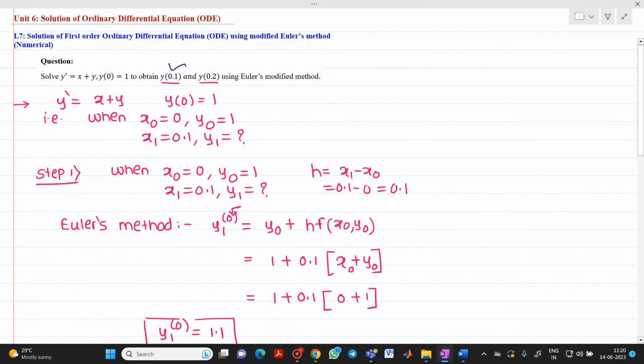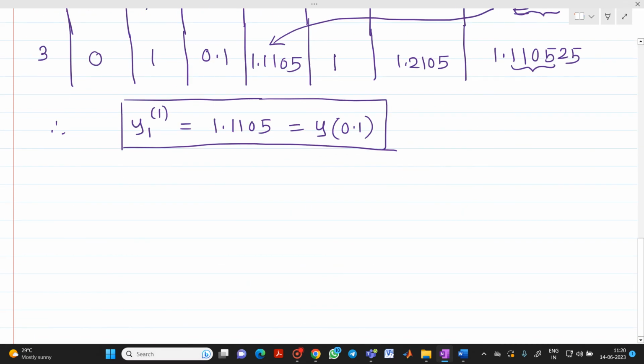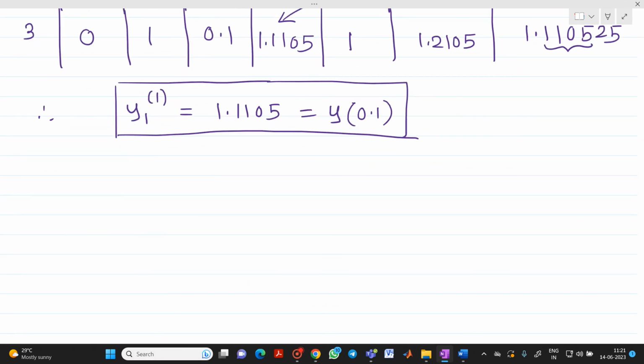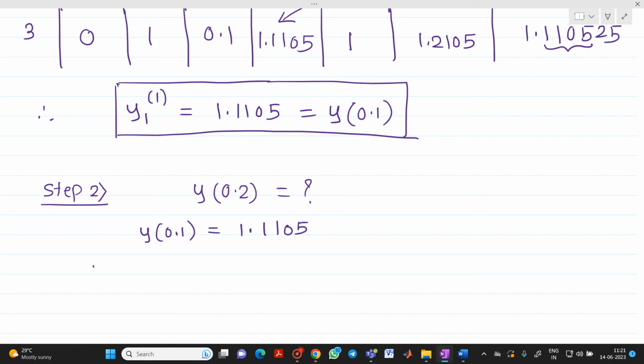Now the next aim is we have to find y of 0.2. So what to do? Here I am going to write it again. Step number 2. We have to find the value of y of 0.2. Okay. Now whatever answer we get in iteration 1, we have to use it as an initial approximation. So what was the answer of y of 0.1? It was 1.1105.